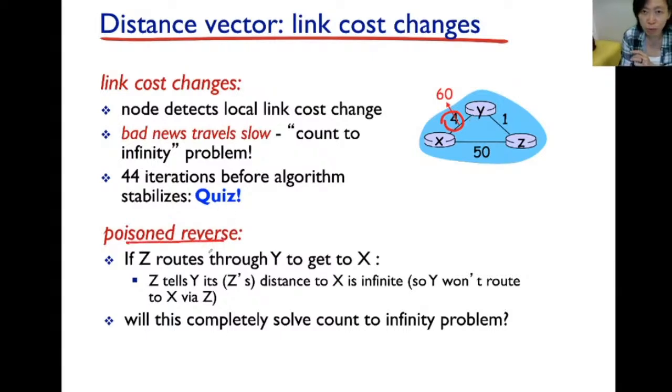Poison reverse works this way. This is to help prevent bad news traveling slow. In poison reverse, y and x, the two ends of a bad link, are going to tell their neighbors that all your shortest path routes to the other node along the link need to be changed to infinite. That way it prevents y from selecting z as the shortest distance to x.